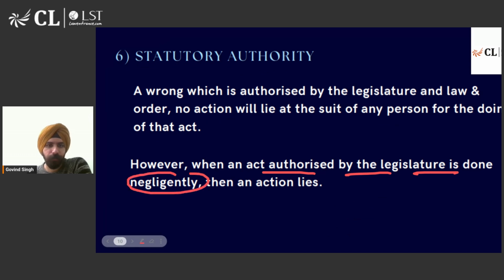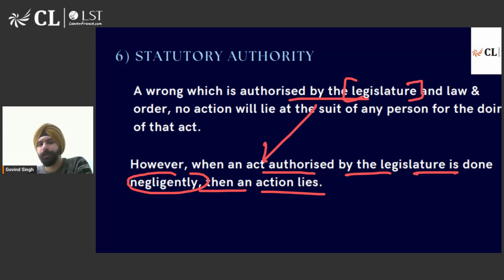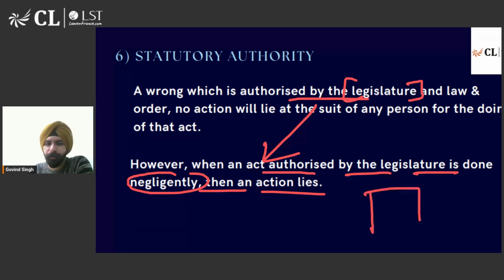There is an exception to this: when an act authorized by the legislature is done negligently, then an action arises. That means you have the immunity of not being prosecuted under law of torts if it is authorized by the legislature, but you cannot act negligently. What I mean by that is, let me give you an example. Let's say that you work in the bomb squad with the government. The government asks you to detonate a building, to blow it up with a bomb.